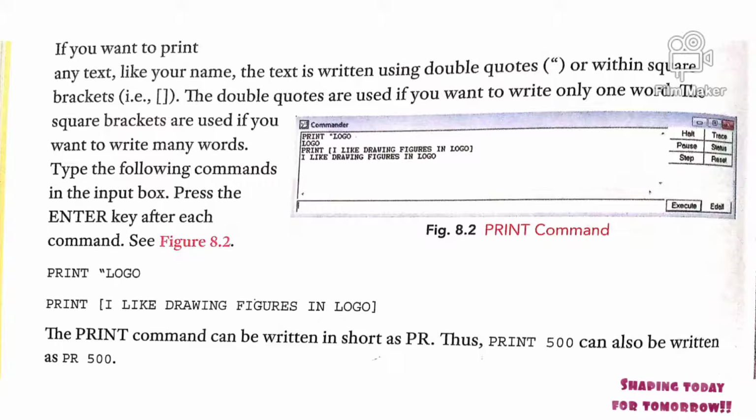So there is a shortcut for the print command. You can also write PR instead of print. Thus print 500 can also be written as PR 500. So you can write PRINT 500, and it will print 500, or you can simply write PR 500. After this also it will print 500.